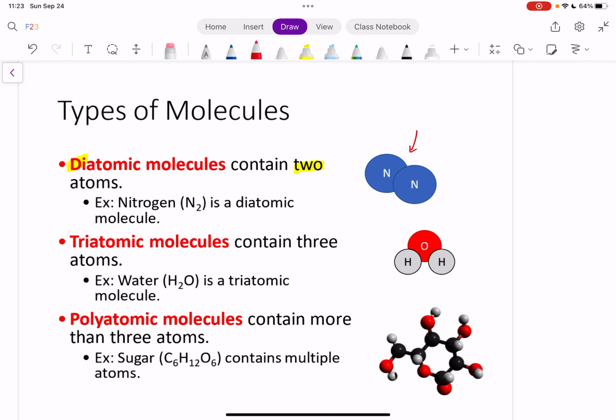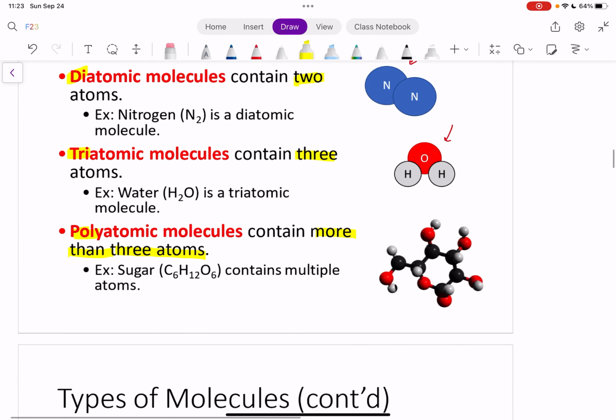Then there are also triatomic molecules, just like the name suggests. Triatomic molecules contain 3 atoms. These are things like water or CO2. They've got 3 atoms. So water is a triatomic molecule. And then there are polyatomic molecules, which contain more than 3 atoms. Something like sugar contains a bunch of different atoms.